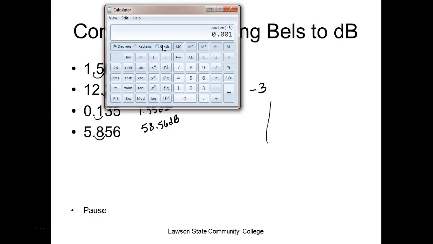So if your decibels, I'm sorry, I'm going to say minus. I didn't do that right. I didn't want to do that. I'm going to clear that. That's not what I wanted to do. So I'm going to put minus 3, and I'm going to take the log of that number. Log. Math error.